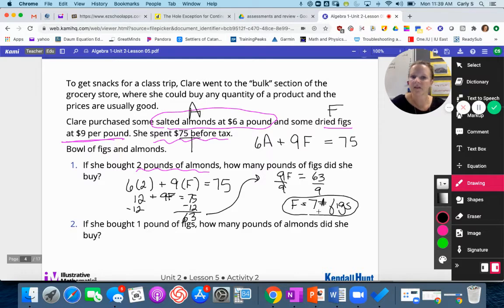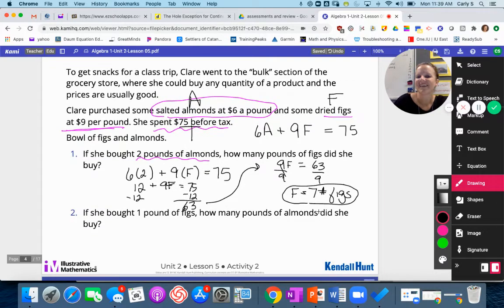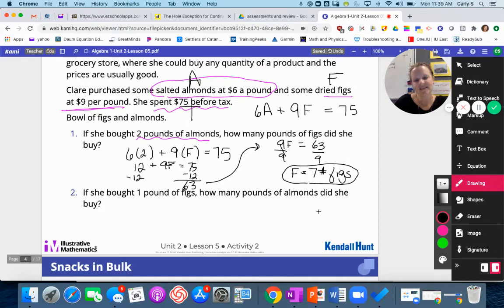It's funny, the figs are the more expensive part. I think I'd buy more almonds. I really like almonds, so I'd buy more almonds. Okay, does that make sense?